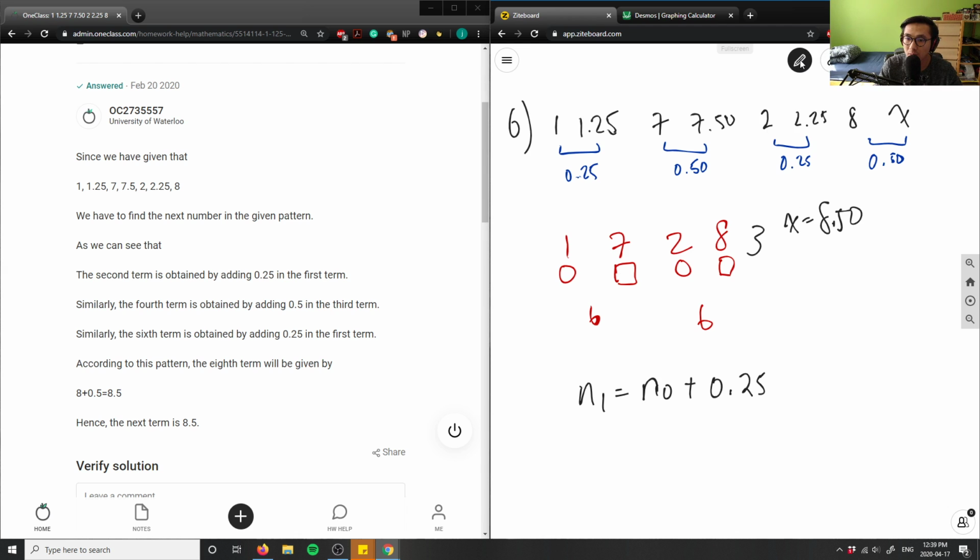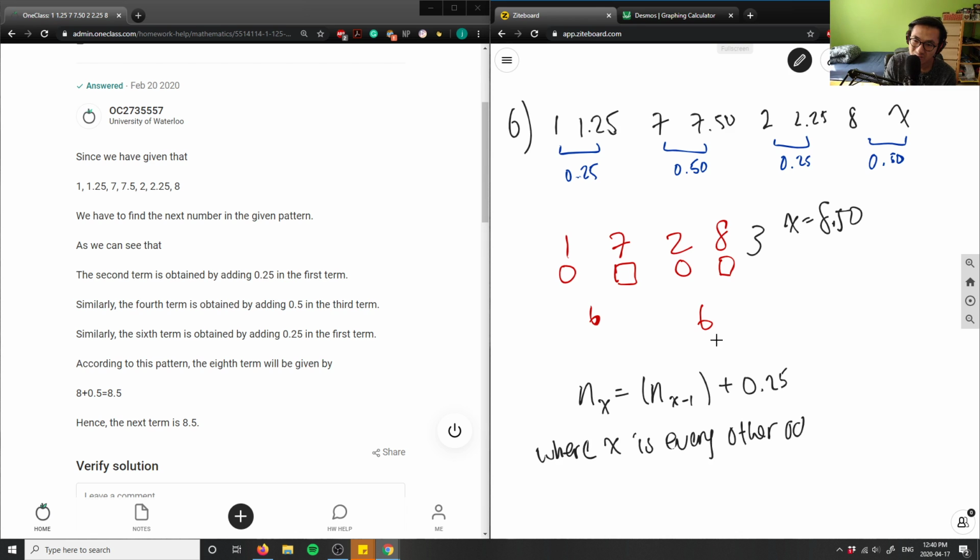So let me do this. This would be n minus 1, actually, not n to the power of 0 here, because I'm doing a general formula. And this is for every odd number here. So every odd number, I'll denote this as x, so this would be nx minus 1 plus 0.25. And then the next one would be 0.50, right? Where x here is 1, 3, and 5. So it's every other odd term. So I have to state where x is every other odd term.